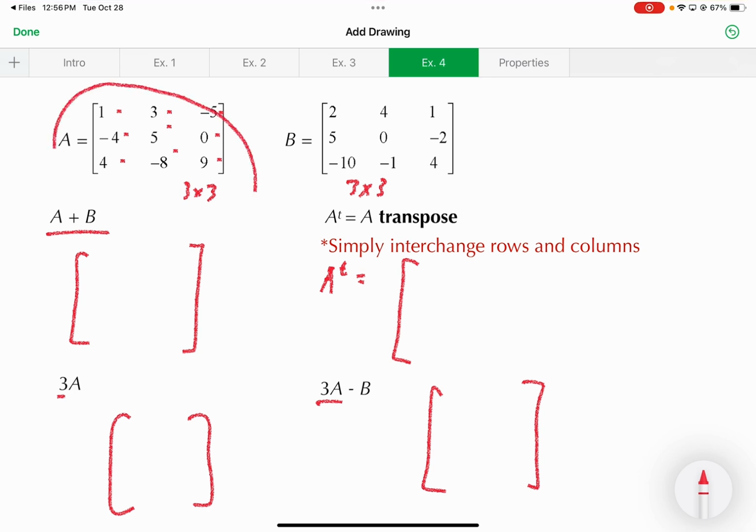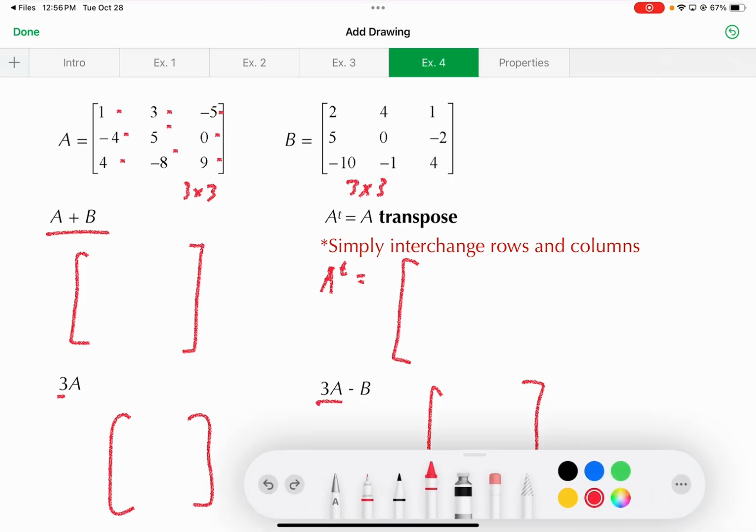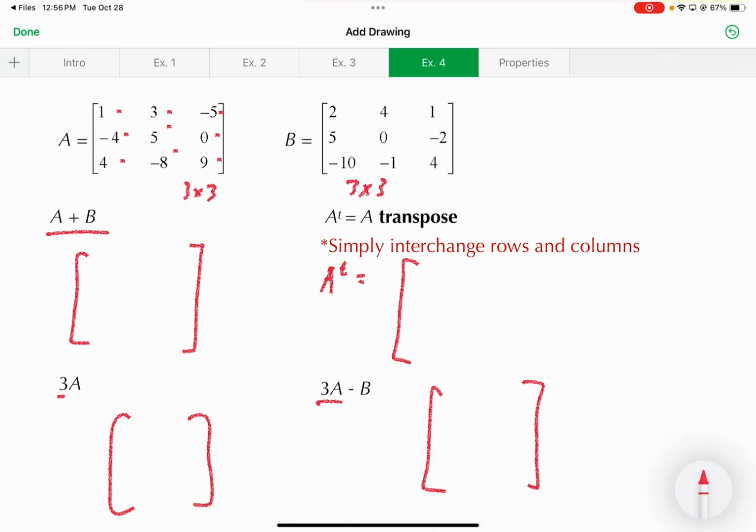So here is my matrix for A. All right, so my row 1, 3, negative 5 would be my first row. That will then become my first column. So 1, 3, negative 5, okay? And then my second row would become my next column. So negative 4, 5, and then 0. And then same thing with my last row. So 4, negative 8, and 9 would be my final column.